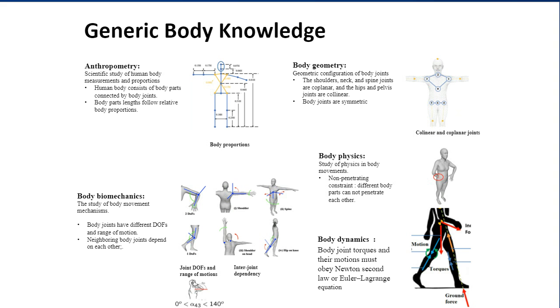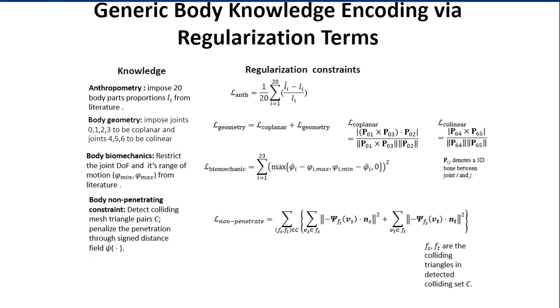So now, how can we incorporate them into the training of the deep model? For the static knowledge, we're going to encode them as regularization terms, right? So we can build different regularization terms for different types of body knowledge. This is a regularization term from anthropometry. And this is the regularization term for the geometry, coplanar and collinear. And this is the loss term that we can build for the biomechanics that restricts the degree of freedom of each joint and their range. And finally, we have this term that implements the non-penetrating constraints. So we can incorporate these as regularization terms into the loss function to train the deep regression model for 3D body reconstruction.